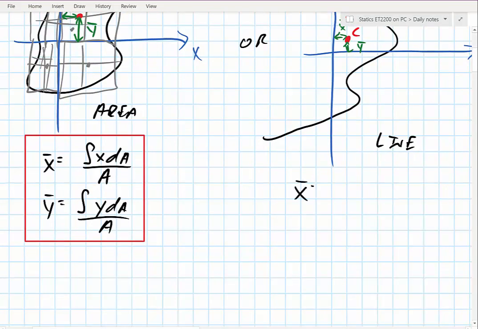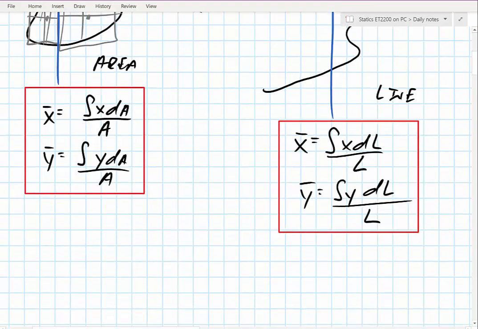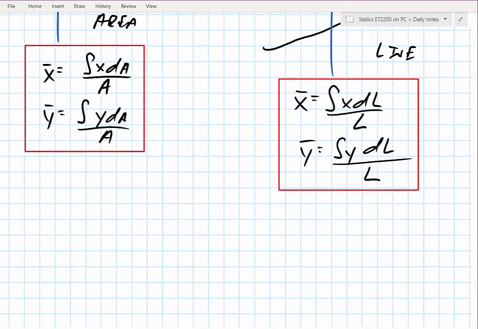For the line, our x bar, same idea, except we have dl over the total length of the line, and our y bar would be the integral of the y centroid for each line segment times the length of the segment, divided by the total length of the line. So those are the equations that in general we'll be using over these next 2 videos to find centroids.